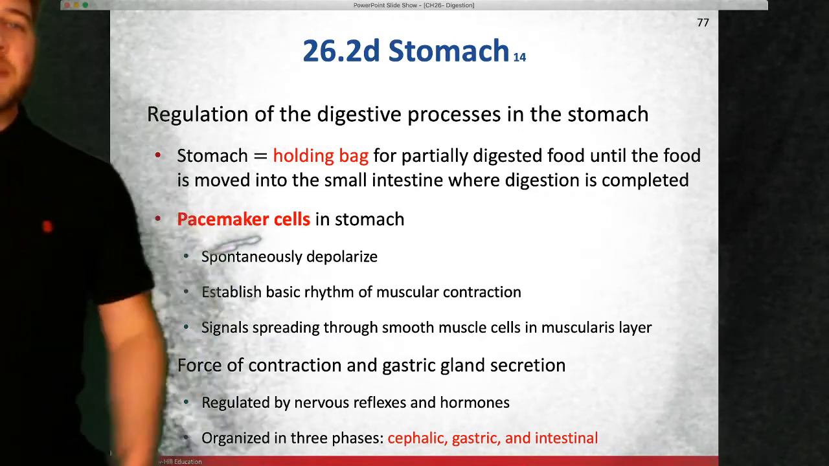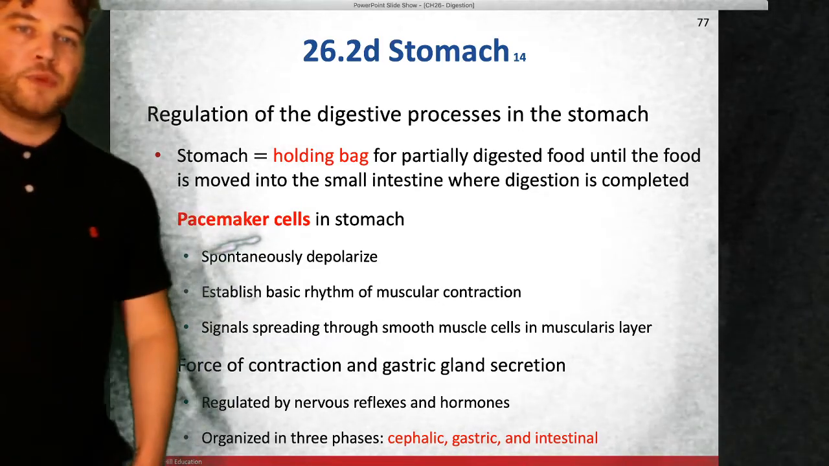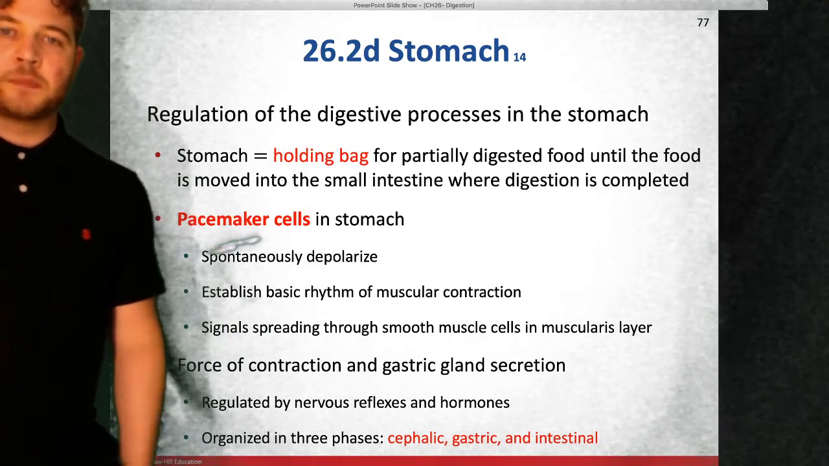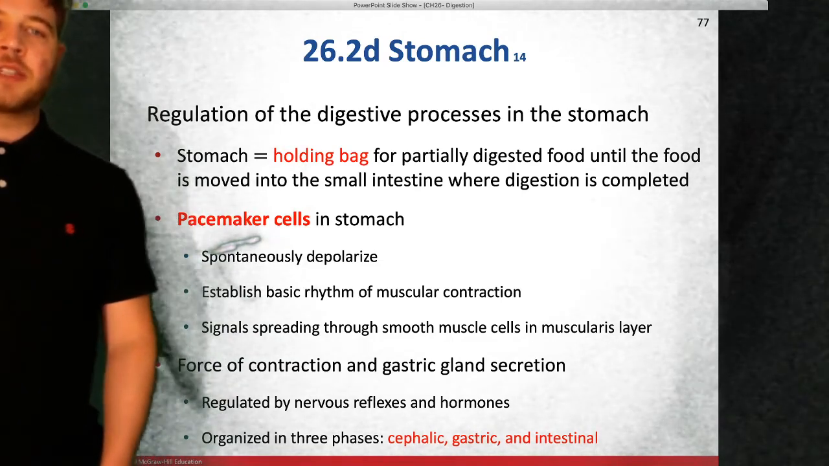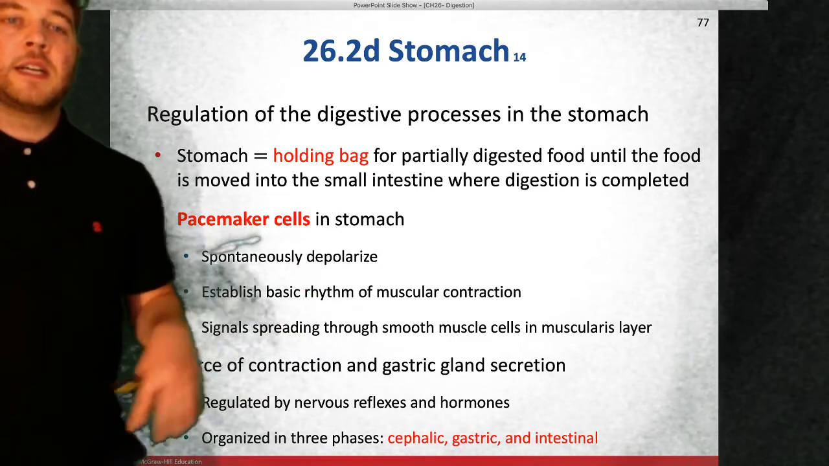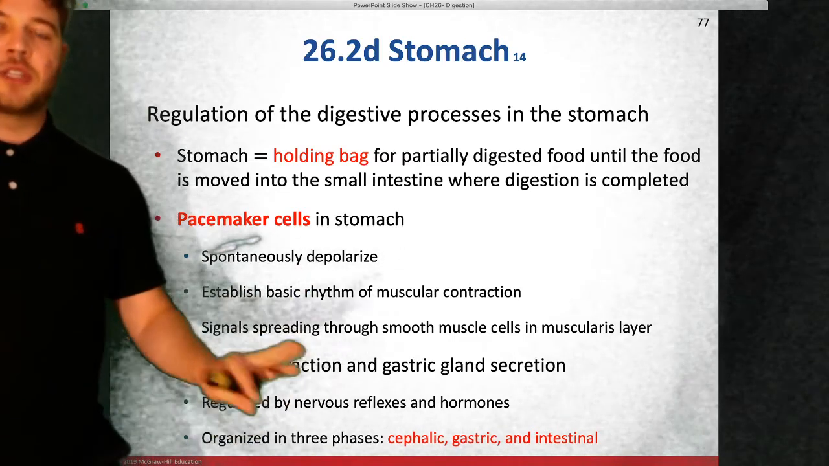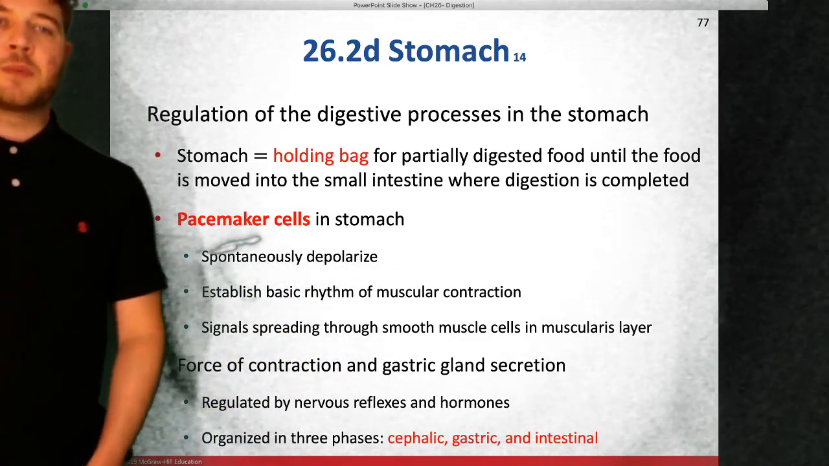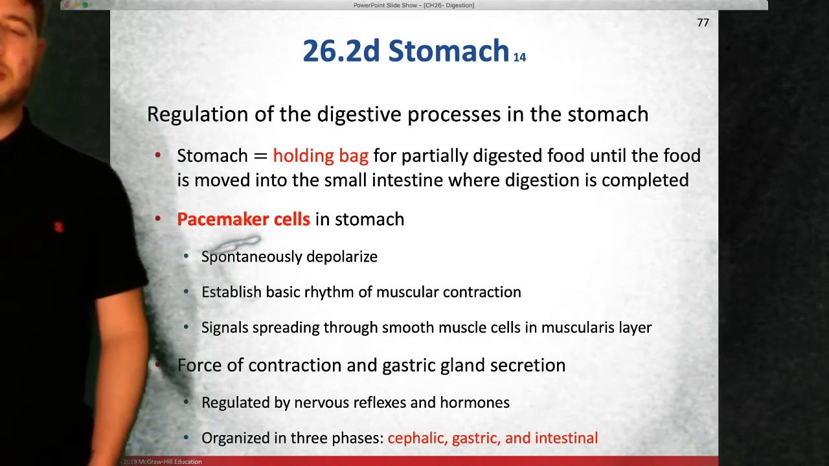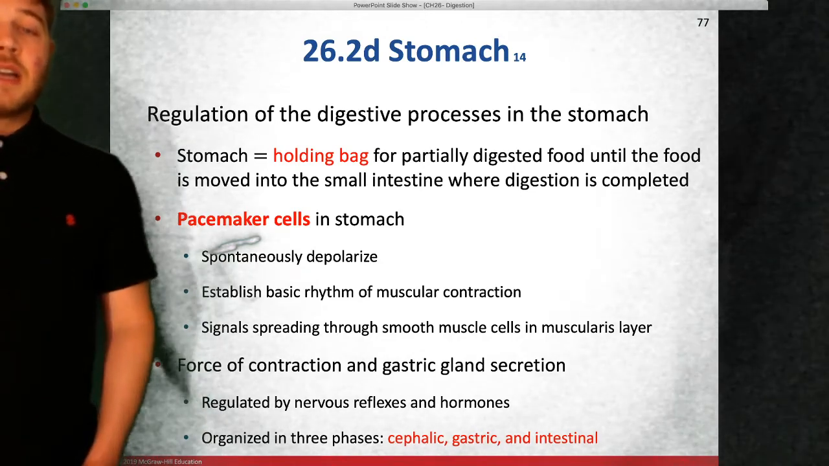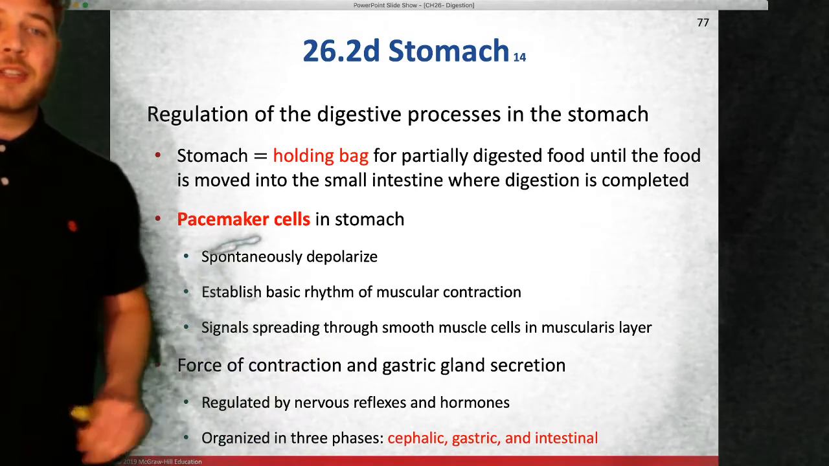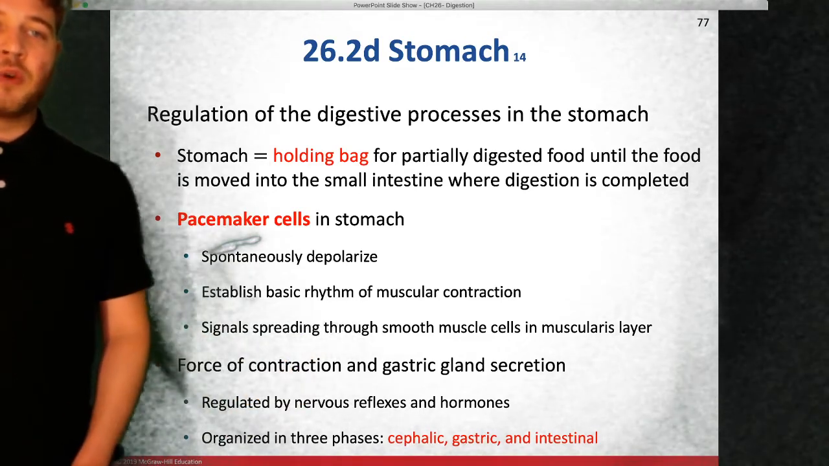So the stomach is a holding bag for partially digested food until the food is moved into the small intestines, where digestion is completed. You have pacemaker cells in the stomach spontaneously depolarizing, establishing a basic rhythm of muscular contraction. Those signals spread through the smooth muscle layers into your muscularis layer. The forced contraction and the gland secretion is regulated by nervous reflexes and hormones.